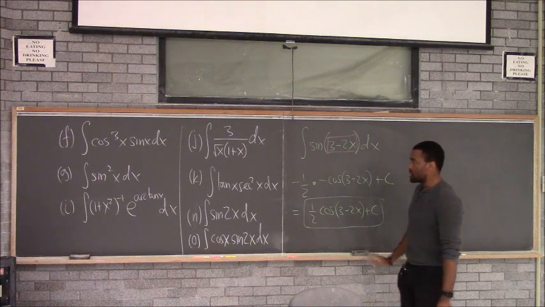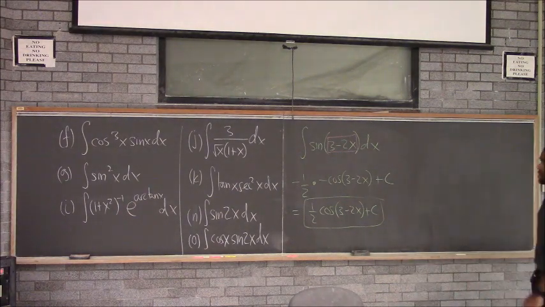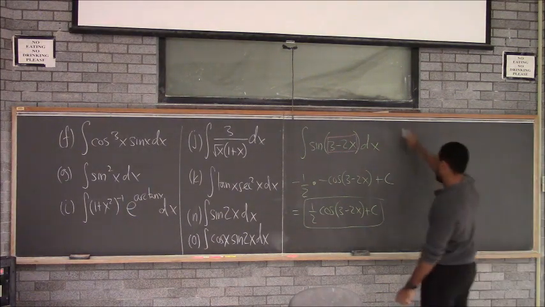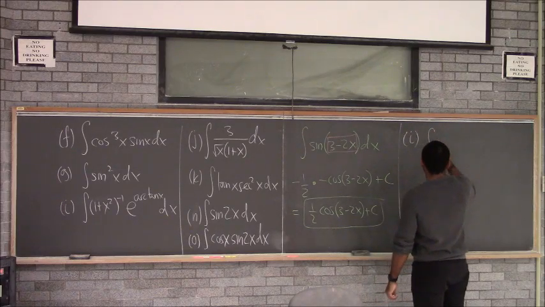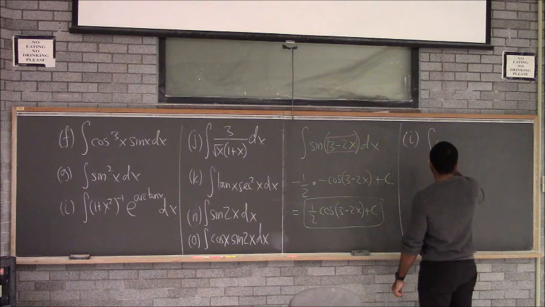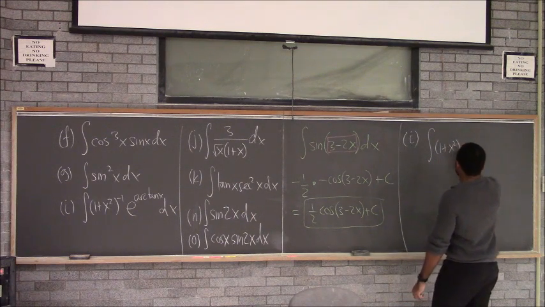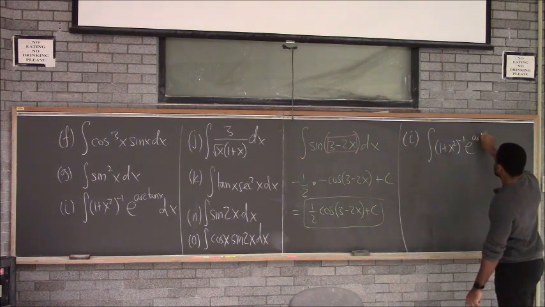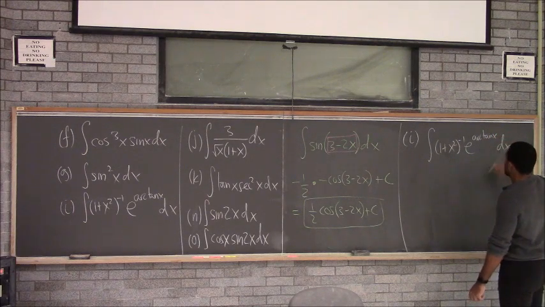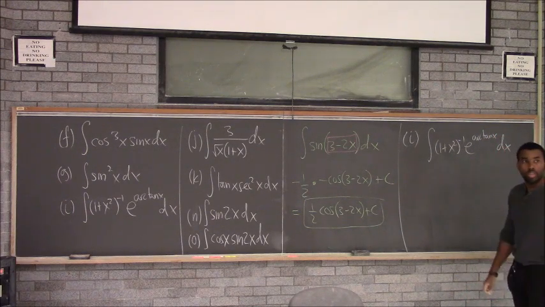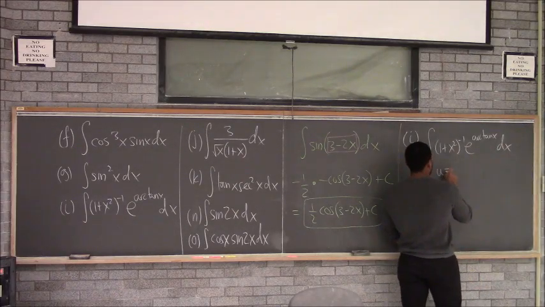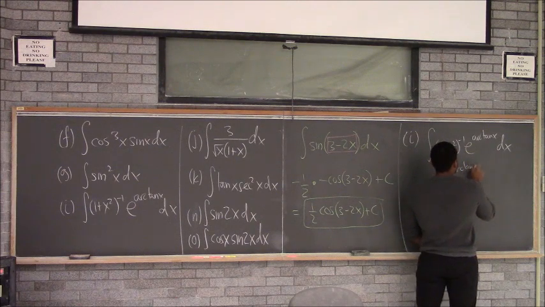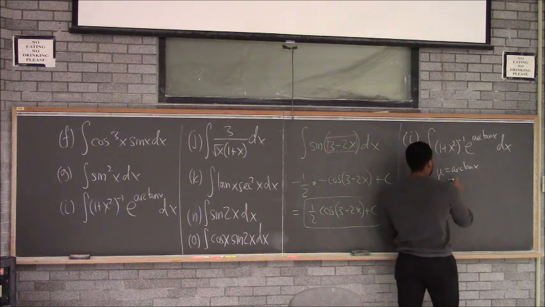Because it reverses the chain rule in the constant derivative case. Look at I. What did you guys do here? Yeah. You would do substitution on arctangent of x. The derivative would be 1 over 1 plus x squared.